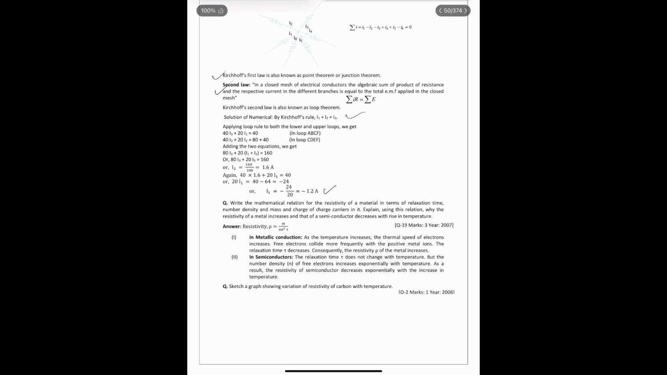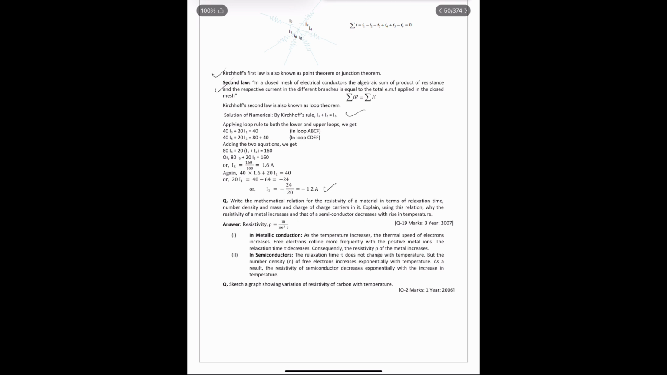Now write the mathematical relation of resistivity of a material in terms of relaxation time, number density, mass and charge of carriers. Explain using the relation why the resistivity of a metal increases and that of a semiconductor decreases with the rise in temperature. See, in metallic conduction, as the temperature increases, the thermal speed of electrons increases, so the collision rate increases. Ohm's law is followed in metallic conduction, where current is proportional to voltage, V equals IR, and this resistance increases as the temperature increases.